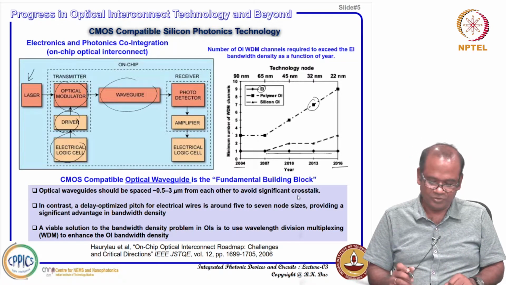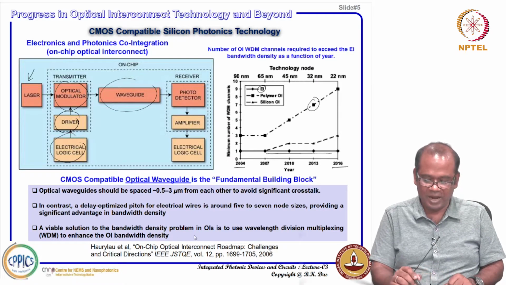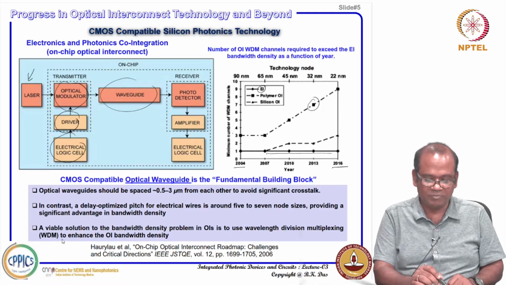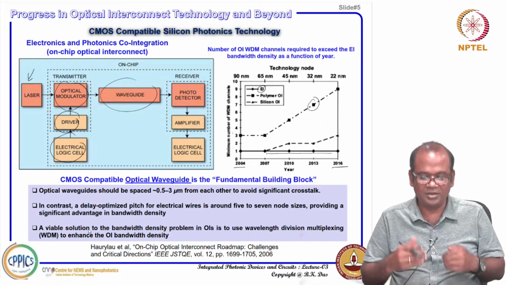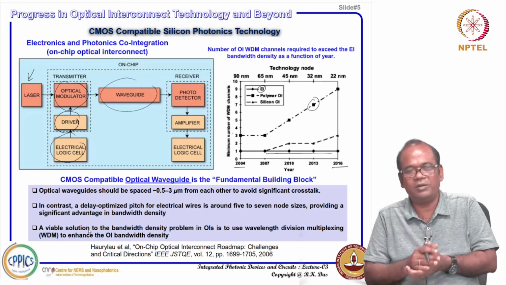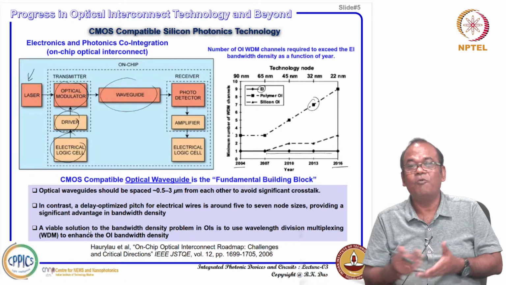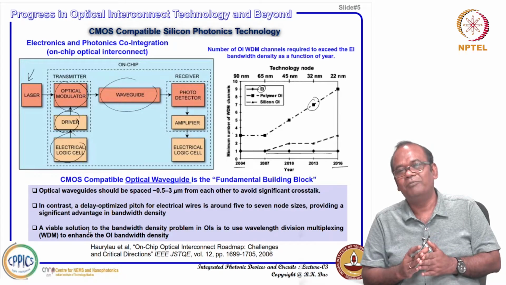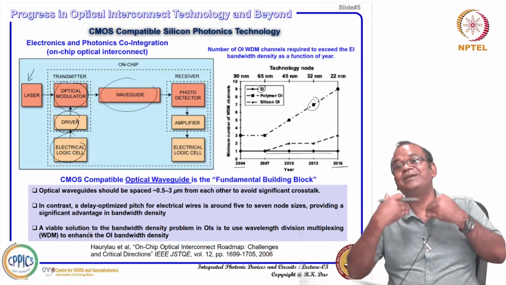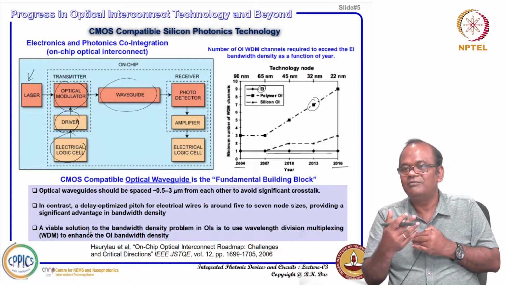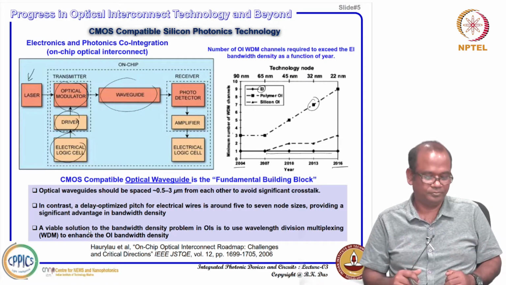So, a viable solution to the bandwidth density problem in optical interconnect is to use wavelength division multiplexing, WDM, to enhance optical interconnect bandwidth. You can use one waveguide but different lambda. For example, here only one lambda is shown. On chip also you can think of multiplexing different lambda, integrating different lasers. That is the challenge. Lasers you cannot easily integrate, but there are solutions also coming out.